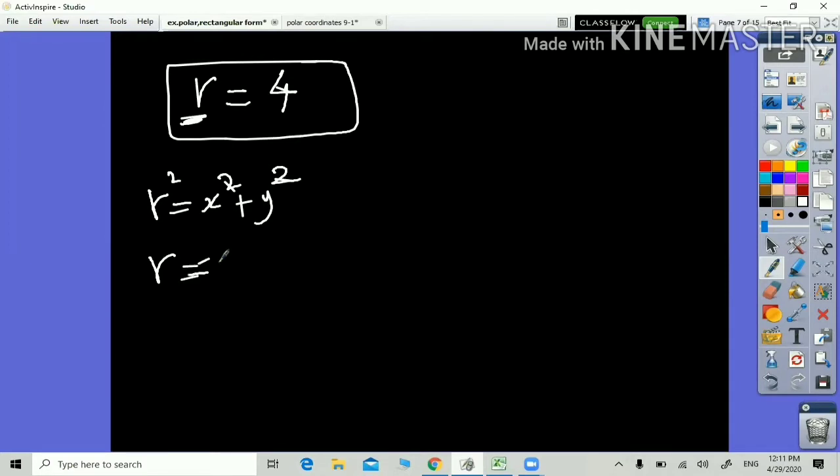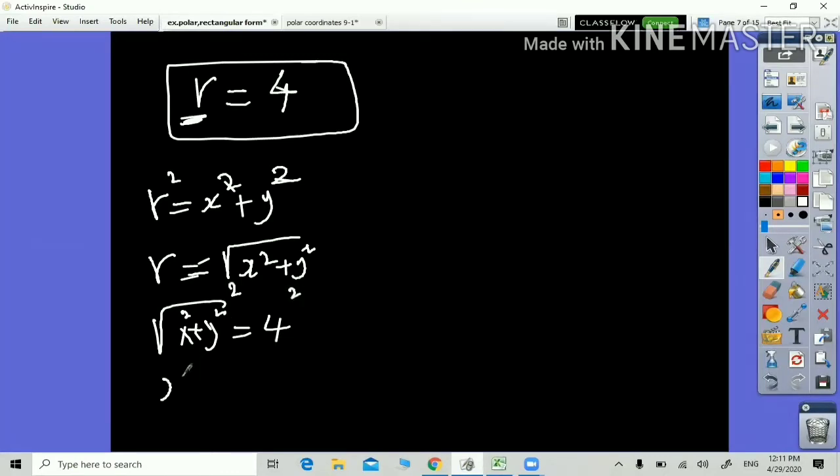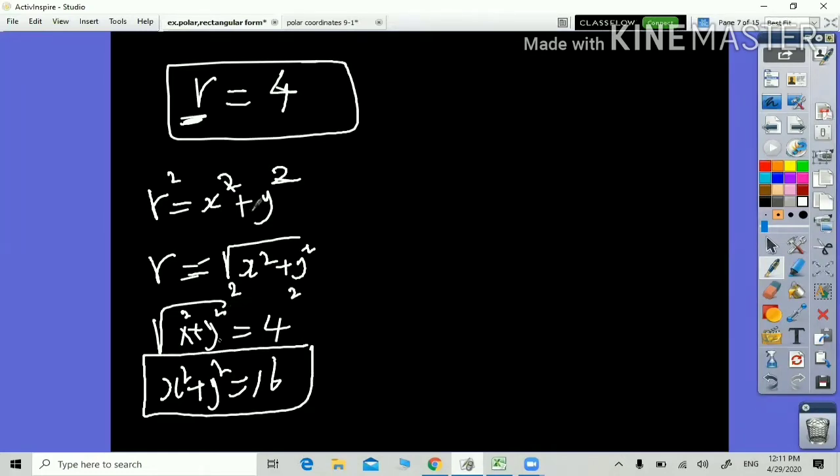Root x squared plus y squared. So we can say root x squared plus y squared equals 4. To remove that root, square the two sides. So x squared plus y squared equals 16. Look, equation of a circle. Without doing these steps, you have to understand or memorize that if you have a radius equals 4 only, radius only, we have no theta, so it's a circle.